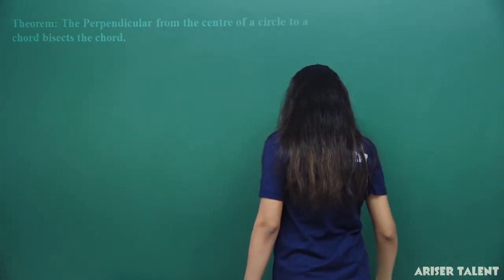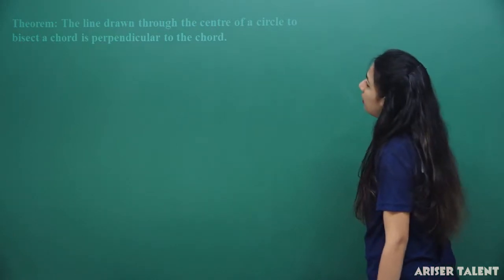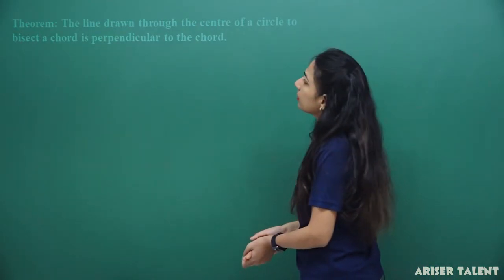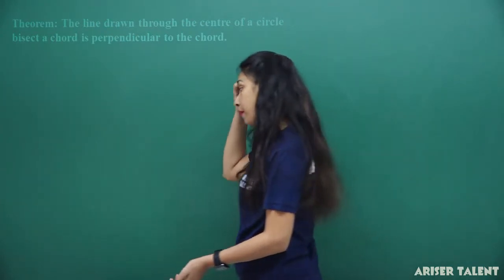Okay, so this next theorem is just the opposite of that, you can say the converse. The converse of this is: the line drawn through the center of a circle to bisect a chord is perpendicular to the chord.